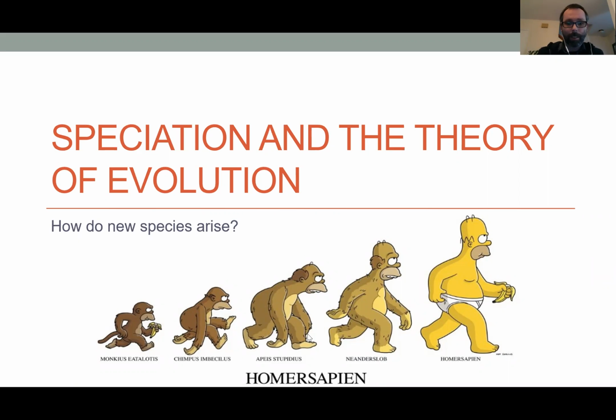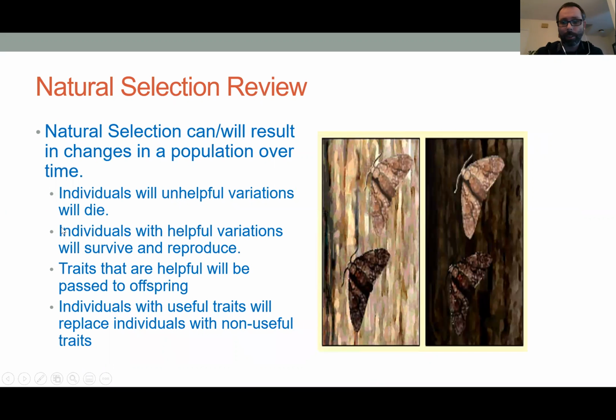We've already spent a lot of time talking about natural selection and how natural selection will lead to a change in the population, that the ones with the helpful variations will live longer than those with the unhelpful variations. And as you live longer, then you get to have more offspring. And over time, there's a shift, right? So we know that evolution happens.